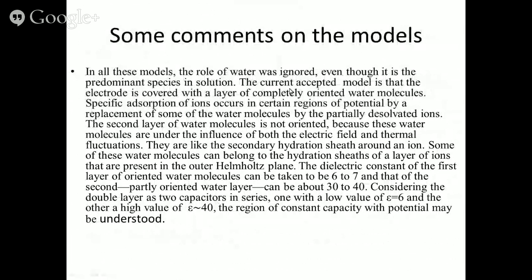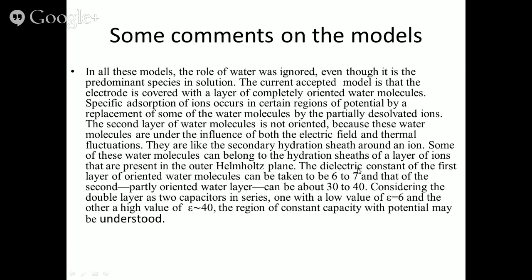The current accepted model is that the electrode is covered with a layer of completely oriented water molecules. Specific adsorption of ions occurs in certain regions of potential by the replacement of some of the water molecules by partially desolvated ions. That is why we said the solvation of the ions very near to the electrode is limited. The second layer of water molecules is not oriented because these water molecules are under the influence of both the electric field and thermal fluctuation. They are like a secondary hydration sheet around an ion. Some of these water molecules can belong to the hydration sheets of the layer of ions present in the outer Helmholtz plane.